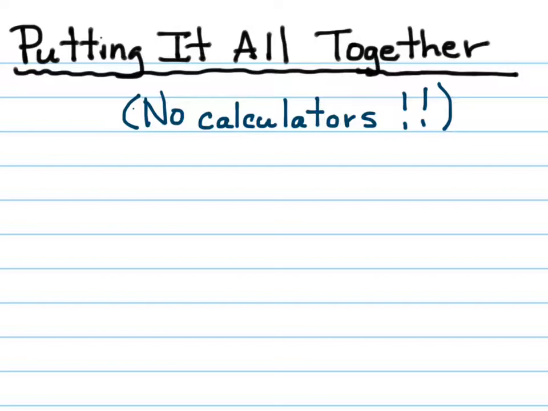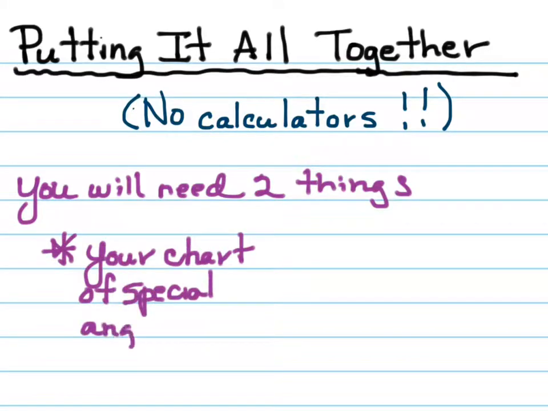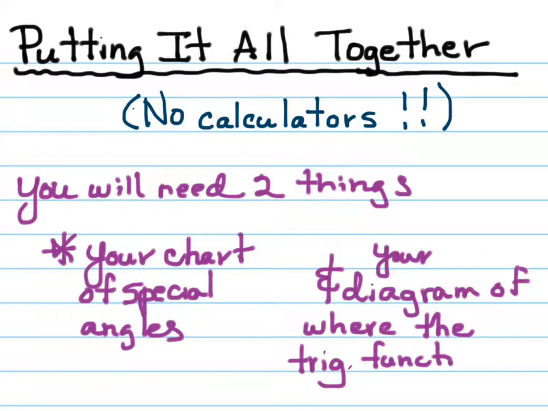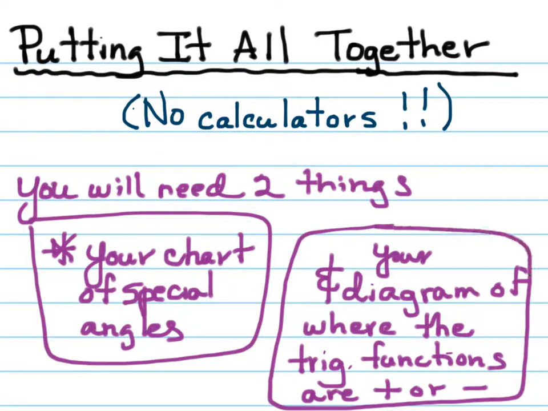So if it's, say, the square root of 3 over 2, that's what we want. We do not want a decimal answer. And you will need 2 things. Well, first thing you're going to need is your chart of your special angles, which I'm going to let you use for now. And the second thing you need is your diagram of where the trig functions are either positive or negative. Your chart of special angles, which everybody should have in your notes, and your diagram of where the trig functions are positive or negative, and that was that little chart where we use the all students take calculus.